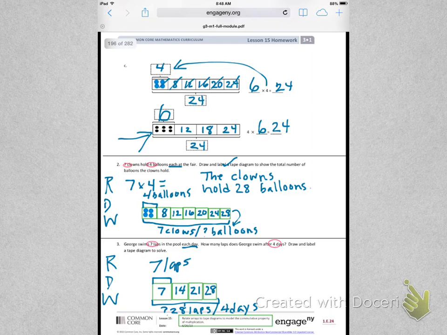All right, we've drawn. Now we need to write. Looks like I still need to write my equation. My number got bigger. I had a 7 and a 4. So I'm going to multiply. 7 times 4, the product is 28. Now I'll go ahead and write my sentence. George swims 28 laps. Well done.